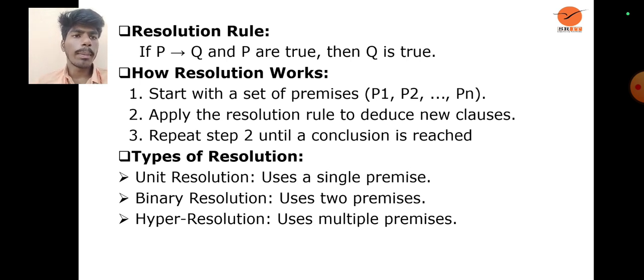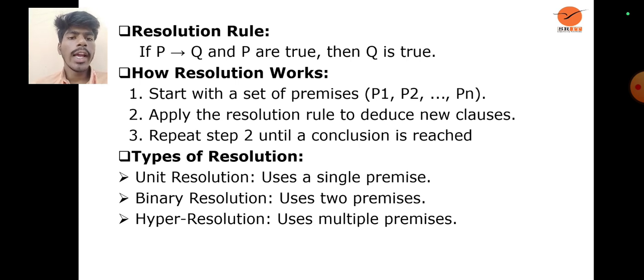How does the resolution system work? Start with a set of premises P1, P2 and so on to Pn. Apply these resolution rules to deduce new clauses, combining two clauses to find a new clause. Repeat step 2 until a conclusion is reached. We repeat this combination of clauses until we find the conclusion.